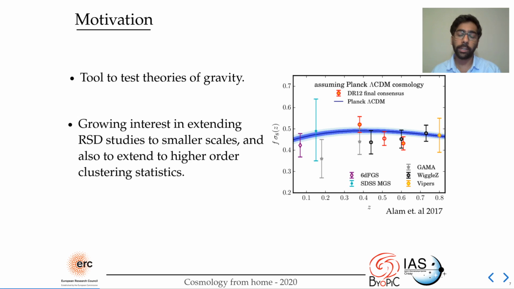With the forthcoming redshift surveys, the constraining power on the growth rate will get better, and we will have smaller error bars, and thus redshift space distortions will be an important tool to test theories of gravity. Thus, there is a growing interest in extending RSD studies to smaller and nonlinear scales, but also to higher order clustering statistics, in addition to what has been done already for the 2-point clustering statistics.